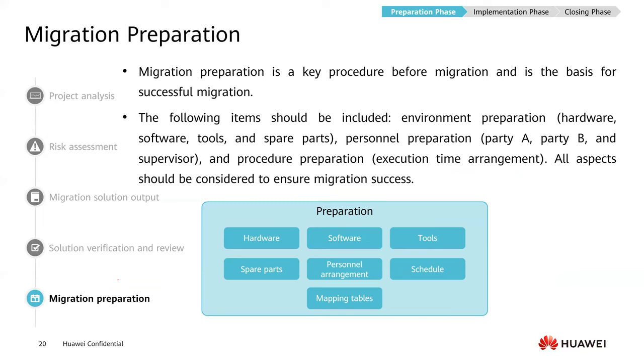And now it is the migration preparations. What things do we need to prepare before the migration? We have some items you should decide on. For example, the environment preparations include the hardware, software, tools, and spare parts. Personnel preparations, for example, part A, part B, and supervisors. And procedure preparations, for example, how to execute your commands, and what your agreement is. All aspects should be considered to ensure migration success.